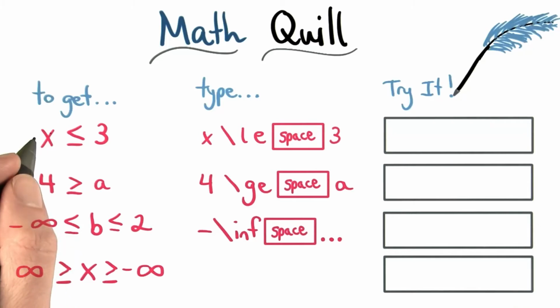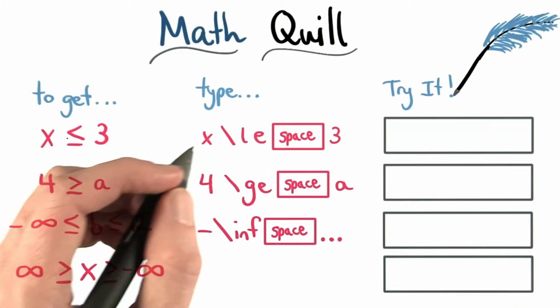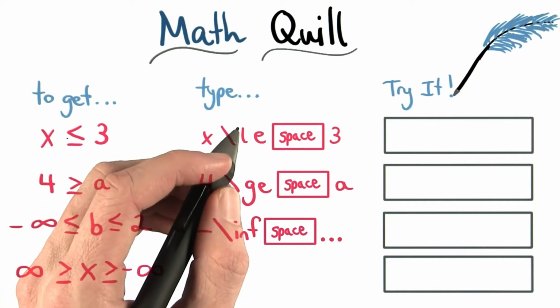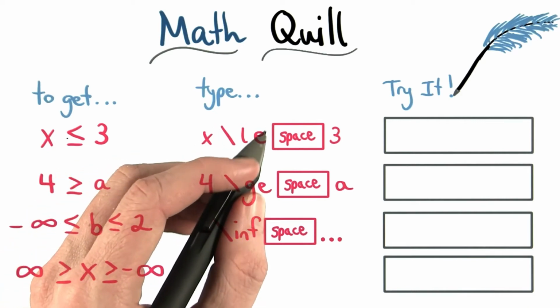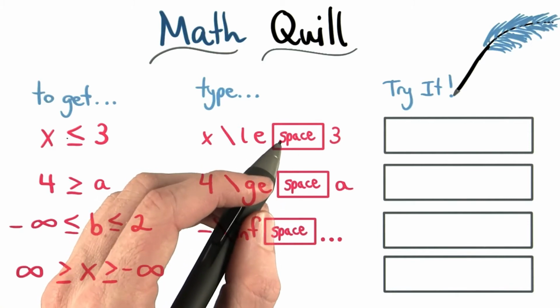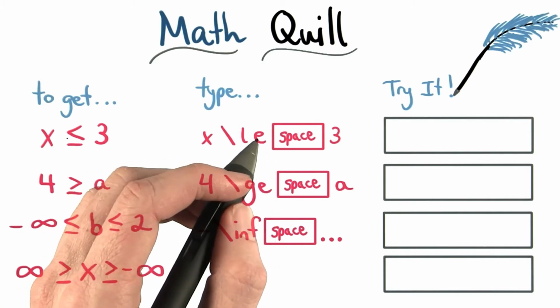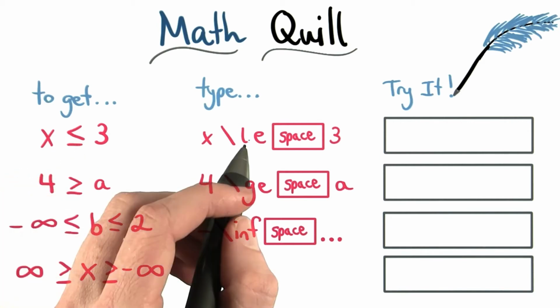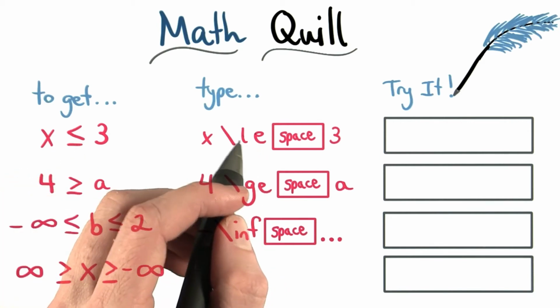If I wanted to type x is less than or equal to 3, I would type on my keyboard x, a backslash symbol, the letters L, E, and then a space. Right after you hit the space, the backslash and the LE will transform into a less than or equal to sign. And that's also what these letters stand for, less than or equal to.